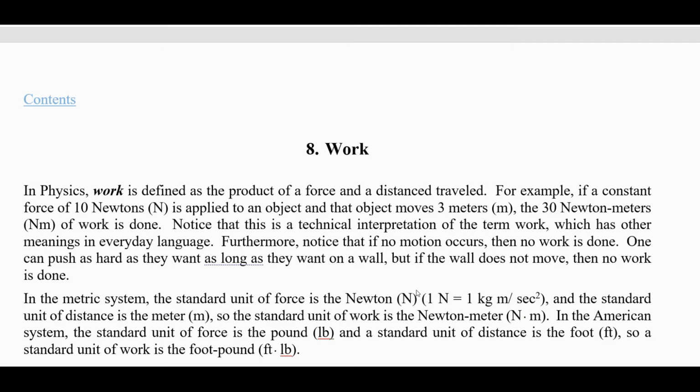In the metric system, the standard unit of force is the newton, use a capital N for that, and 1 newton is 1 kilogram times a meter per second squared. And the standard unit of distance is the meter, so the standard unit of work is the newton meter, newtons times meters. In the American system, the standard unit of force is the pound, LB is the abbreviation, and the standard unit of distance is the foot, FT. So one of the standard units of work is the foot-pound, feet times pounds.